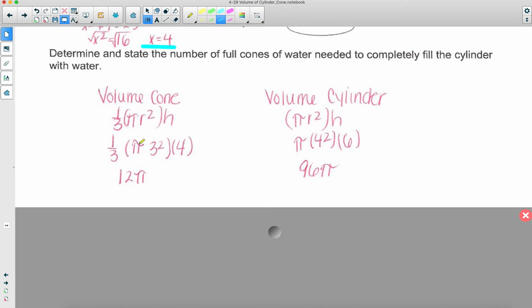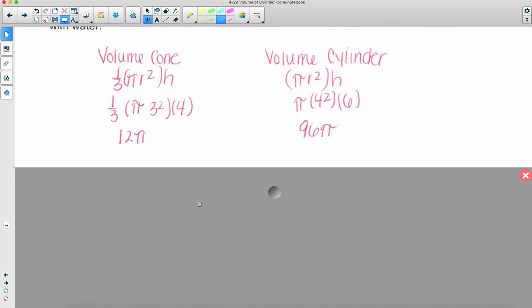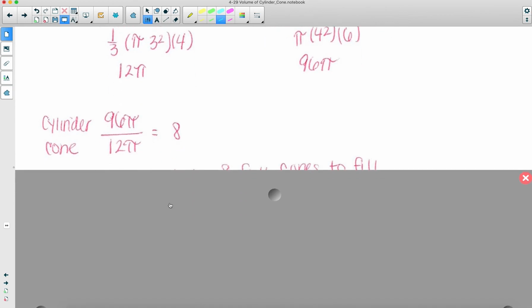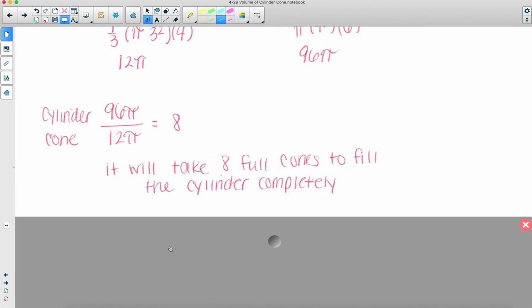So how many cones will it take to fill up the cylinder? Anyone, if you just take a second and think about it, what would we do? What we would do is take the volume of the cylinder and divide it by the volume of the cone. That tells us how many cones fit inside of a cylinder, or how many cones would make up that cylinder. And we get 8. So we know that it will take 8 full cones to completely fill that cylinder. And that is the answer there.